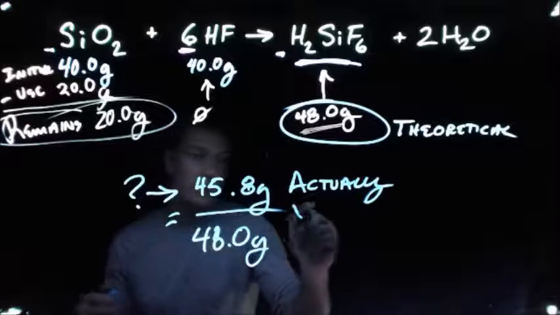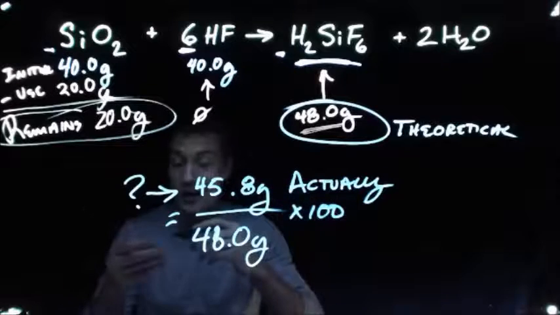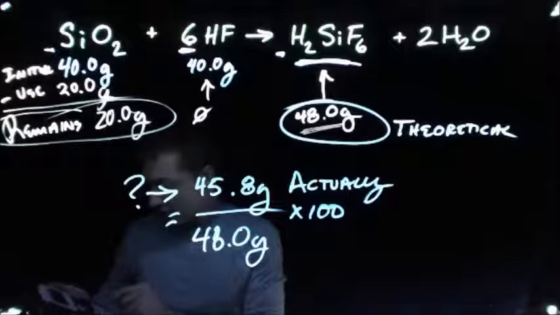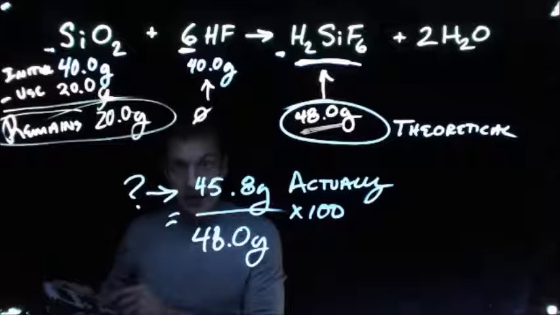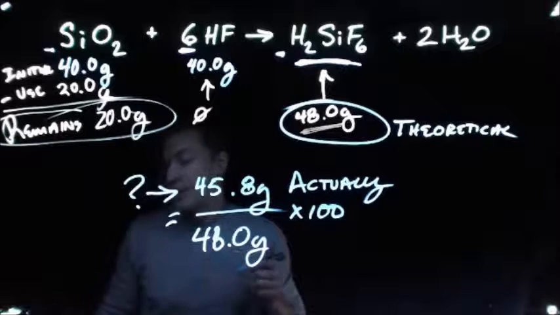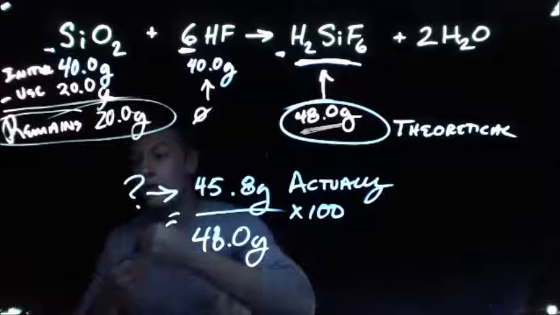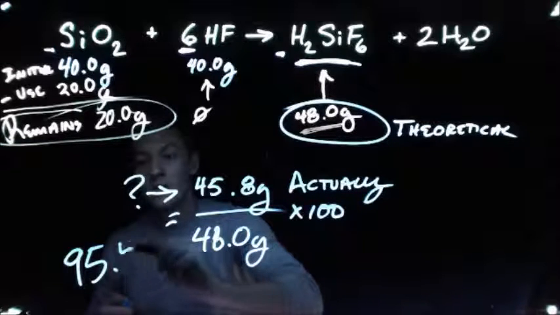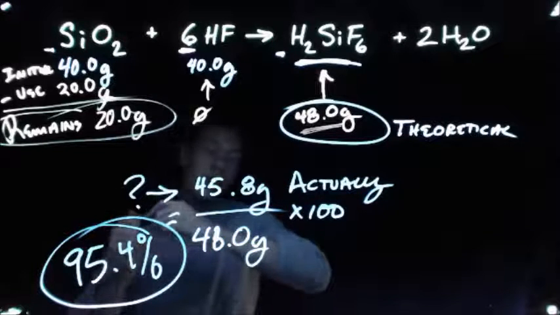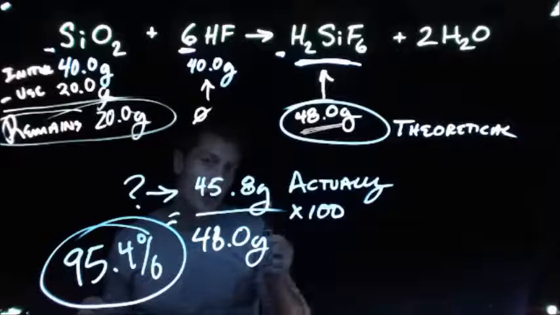And then we're going to take that times 100, right? Because that's how you turn a fraction into a percentage. And so 45.8 divided by 48 equals, and then to 3 sig figs, that would be 95.4%. So there you go. There is number 21 all worked out for you. Hope that helps.